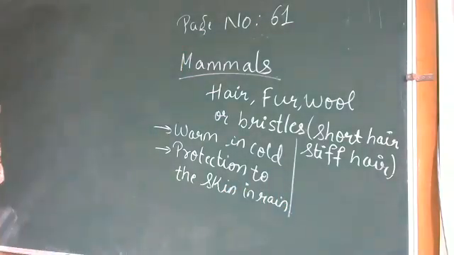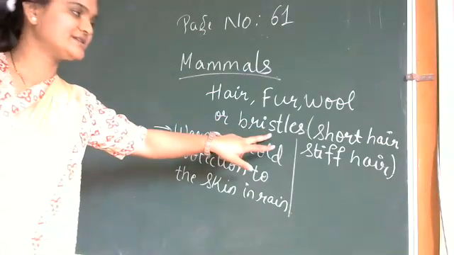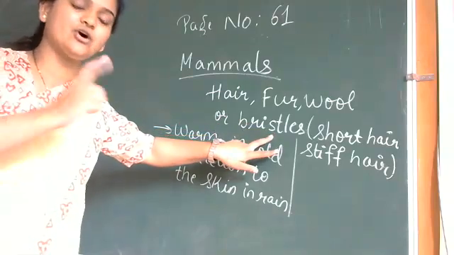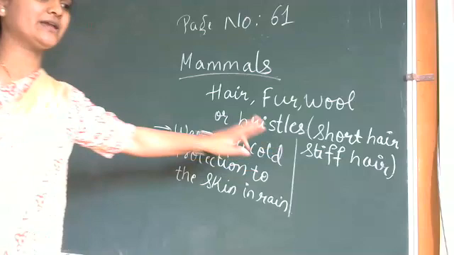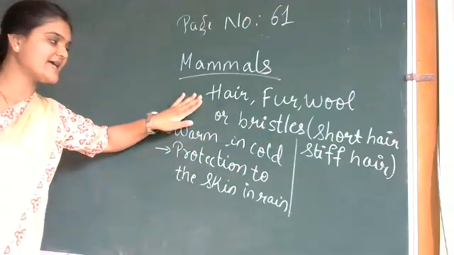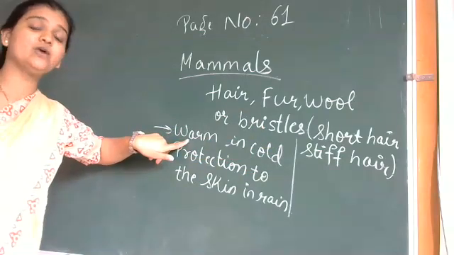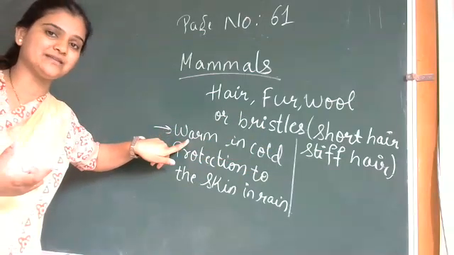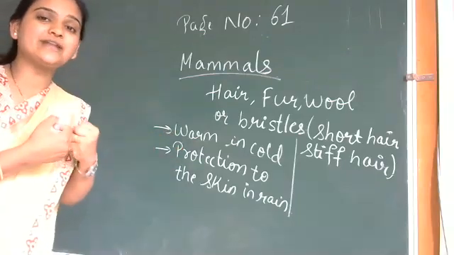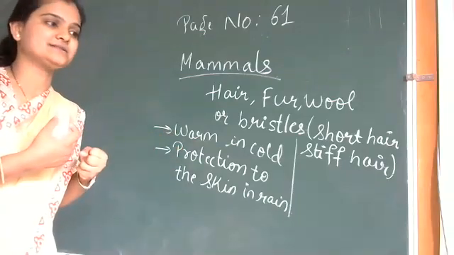Yes. So mammals, how is the body covering? It is with hair, fur, wool, or bristles. Bristles are nothing but the short hair or the stiff hair on their body. Okay? And this hair, fur, wool is helpful in keeping the body warm in cold climate. Okay, and during the rainy season also it is a protection for the animals.